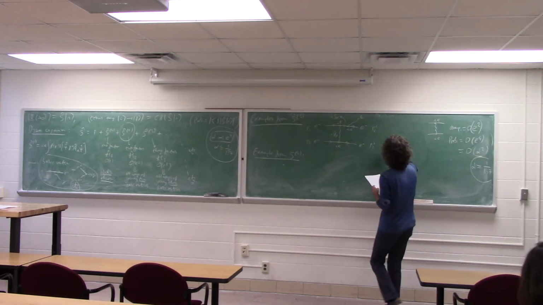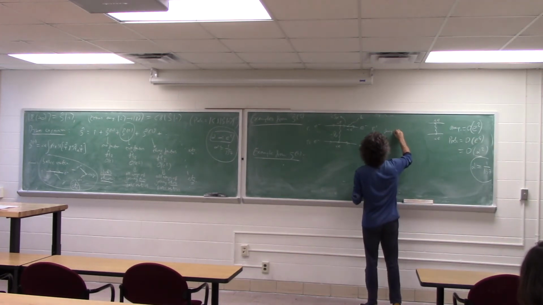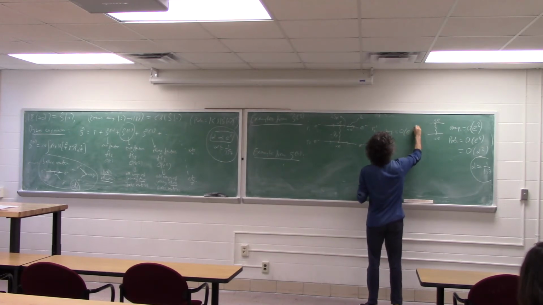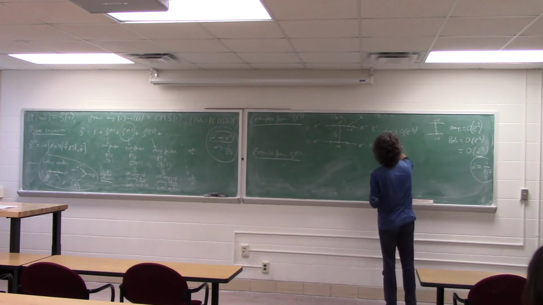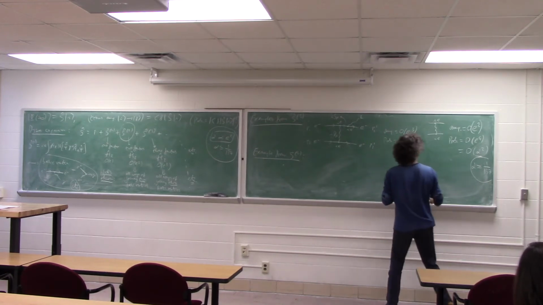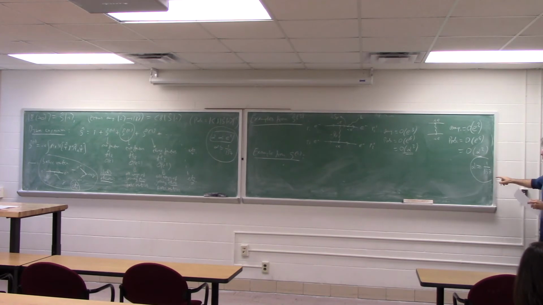For this process, the amplitude is of order e cubed. There are 3 vertices, so the probability is of order e to the 6th. In other words, it's of order alpha cubed. Alpha is 1/137. You see, successively, as I add more vertices, these terms rapidly become much smaller.